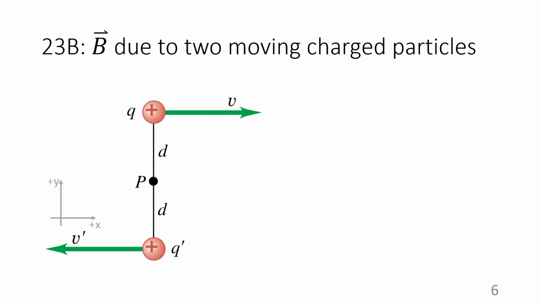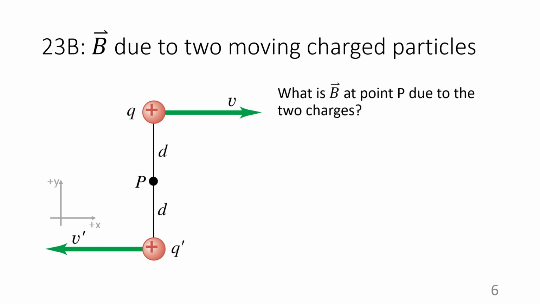So on the left, we see a charge plus q situated on the positive y-axis and a charge plus q prime on the negative y-axis. Both charges are at a distance d away from the origin, which is our field point. Charge plus q is moving towards the right with speed v, and charge plus q prime is moving to the left at speed v prime. We want to find the total magnetic field at the origin due to these two charges.